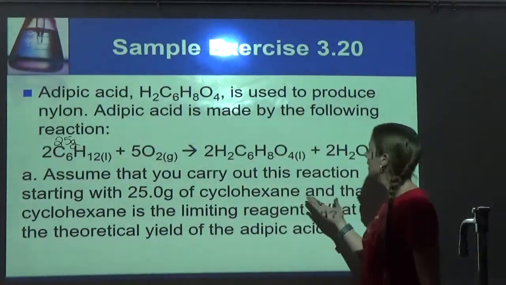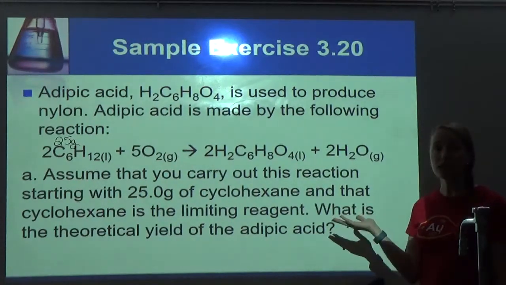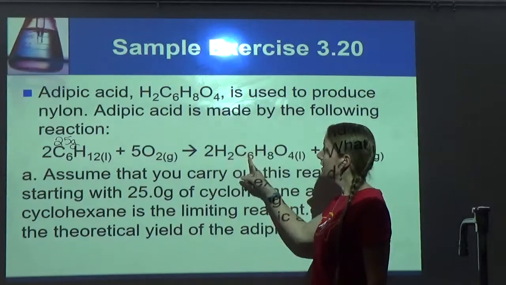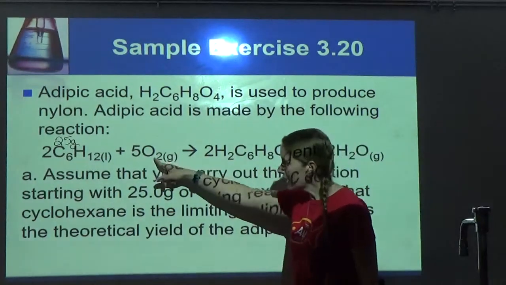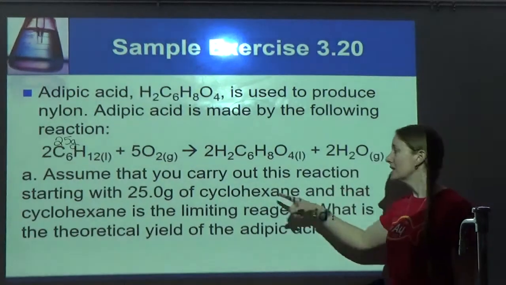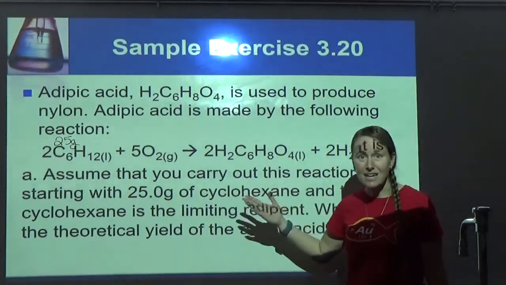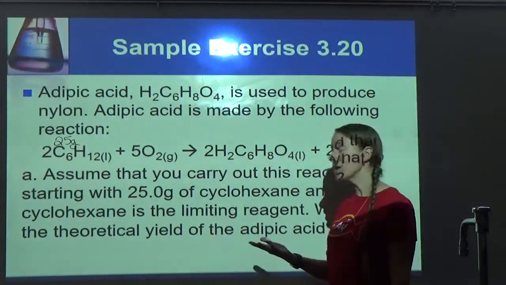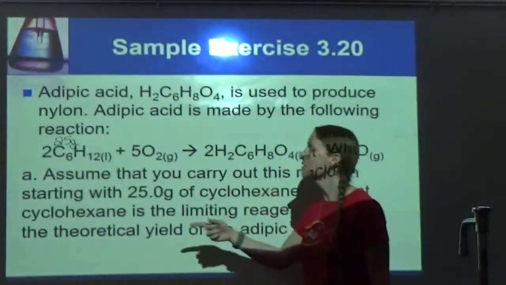Now you may be looking at this reaction thinking, how the heck was I supposed to know that cyclohexane? Well, first of all, they told you this is adipic acid. You know this is oxygen, and you know this is water. Okay, another way you can tell is hex means 6. And when we're talking about, from chapter 1, when we talked about alkanes, hexane would have 6 carbons.